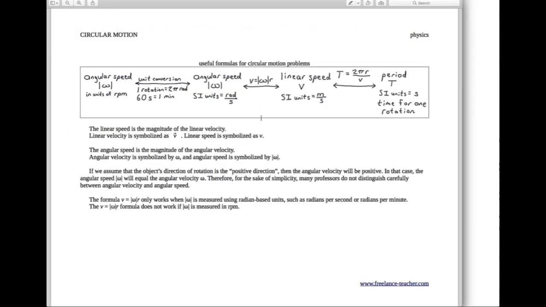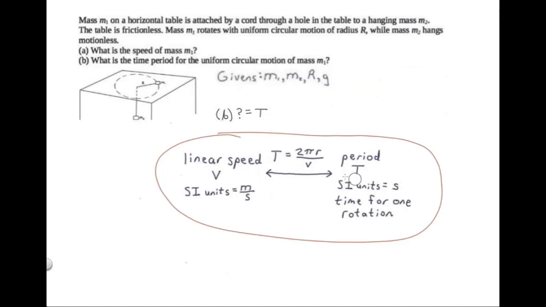Here's a handout that we introduced in a previous video. There's a link to this handout in the video description box. The handout contains this flowchart, which we can use to convert between concepts that are commonly encountered in circular motion problems. Here's the part of the flowchart that's helpful for this problem. Notice that the concept of period measures the time that is required for the object to travel one complete revolution around the circle. The symbol for the concept of period is capital T.